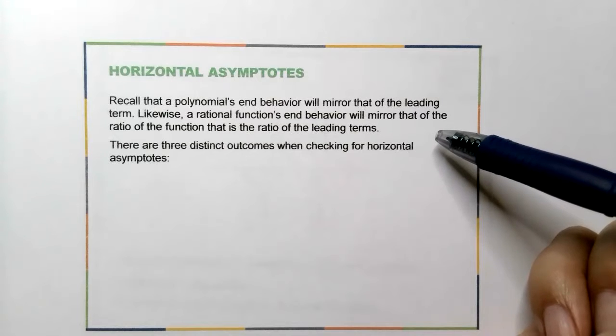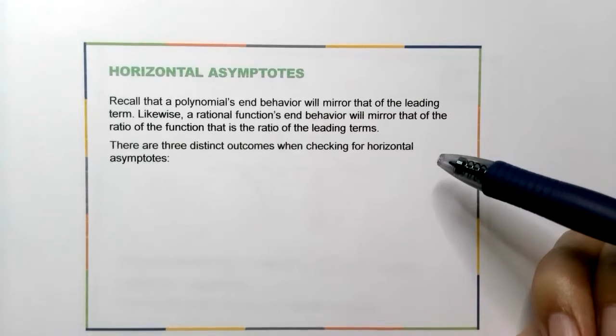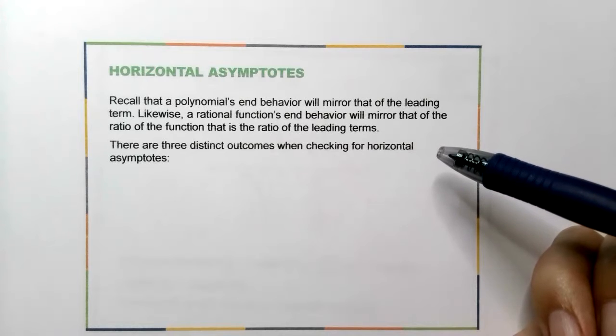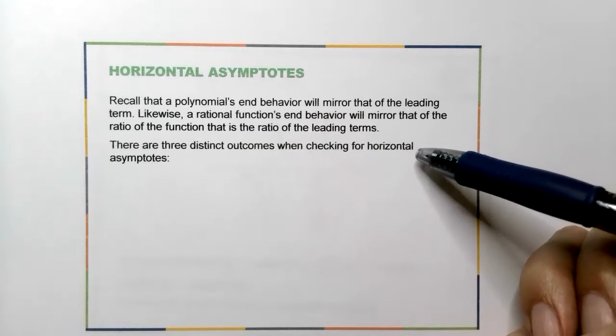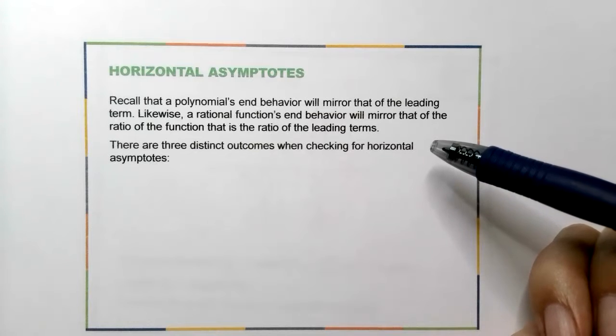Likewise, rational functions' end behavior will mirror that of the ratio of the leading terms. There are three distinct cases that we're going to be looking at today, and two of them will result in a horizontal asymptote, and one will result in an oblique asymptote.